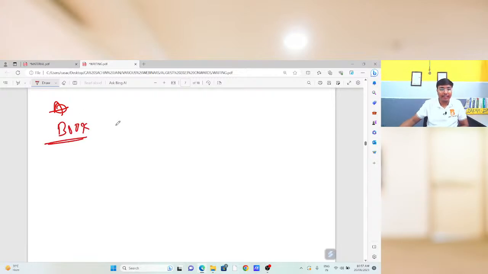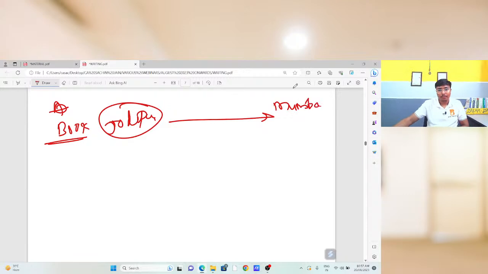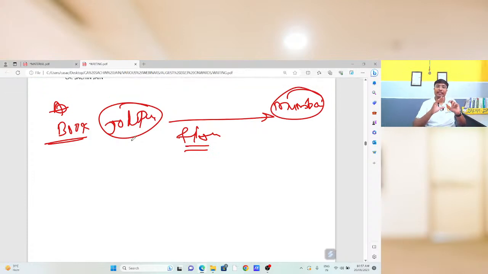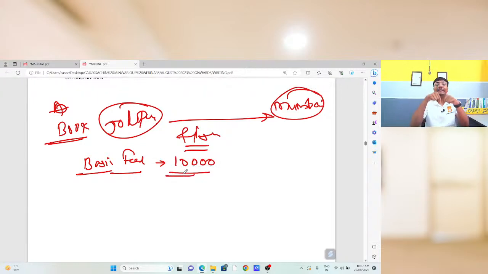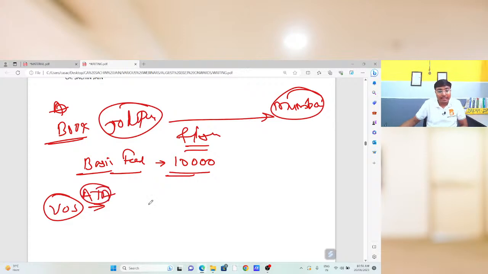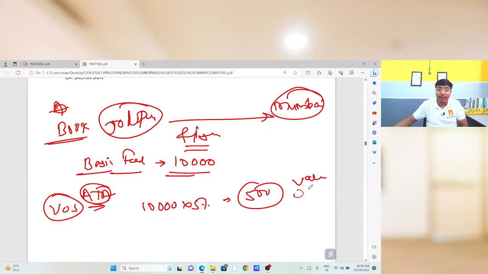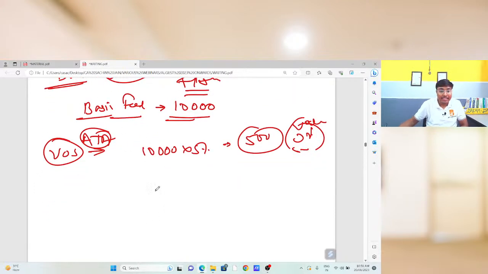suppose I want to book one flight from Jodhpur to Mumbai, and in that case, I am going to take the reference of an air travel agent, whether online or by going to the office of that particular agent. And the basic fare of that journey is, suppose, 10,000 rupees. This journey is a domestic journey because it is in India. So, in that case, the value of supply in the hand of that air travel agent is 10,000 rupees multiplied by 5%, that is 500 rupees. This is the value of supply only. That air travel agent has to charge GST on this 500 rupees at the rate of 18% and make the payment to the government.